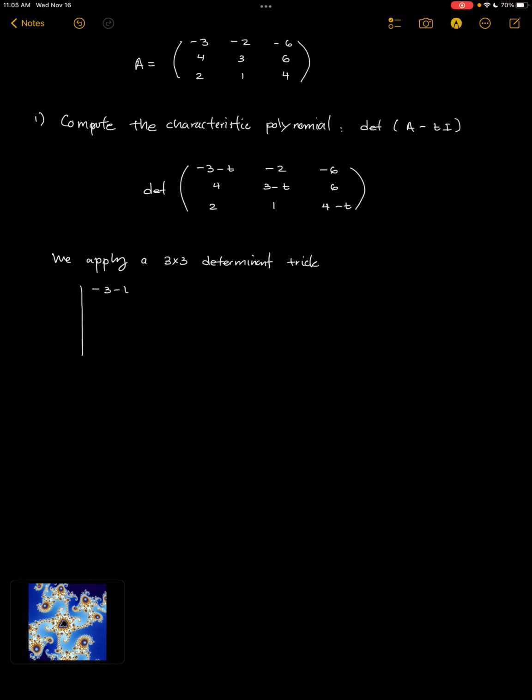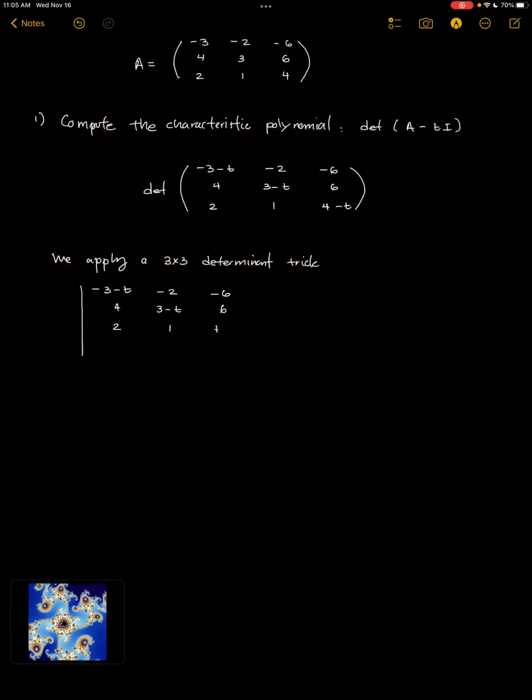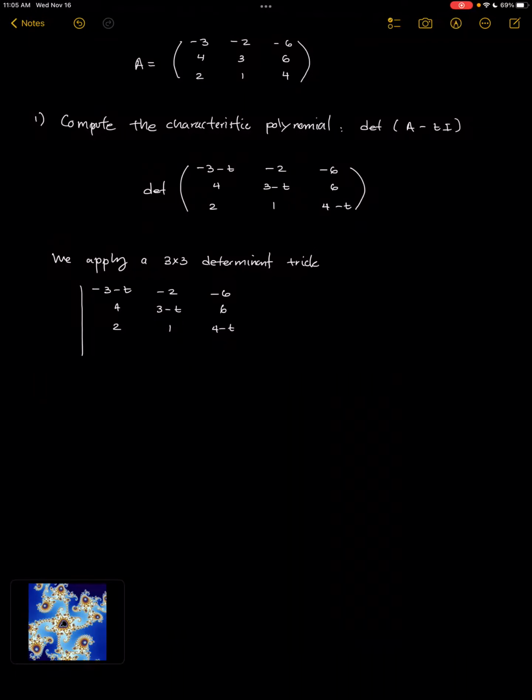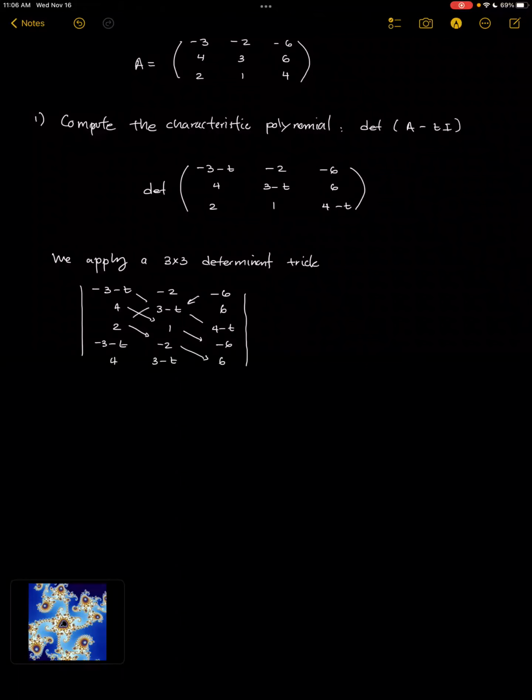So I have negative 3 minus t, negative 2, negative 6; 4, 3 minus t, 6; 2, 1, 4 minus t; then negative 3 minus t, negative 2, negative 6; 4, 3 minus t, 6. Now, from this table that we have here, we're going to compute three diagonals that we're going to regard as positive, and then also three diagonals that we're going to regard as negative. Products of diagonals, of course. So we will obtain the following expression.